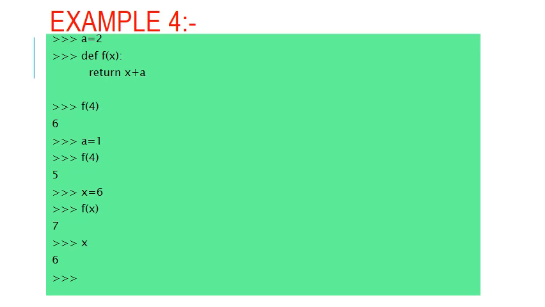Now see the next line written. x is assigned 6. That means 6 is going to become the value of x, and f of x is being called. So you are going to get the output 7, because x value is 6 and a's value is 1. 6 plus 1, you will get the output 7. After this particular statement, if you are trying to print the value of x, it will be 6 itself.